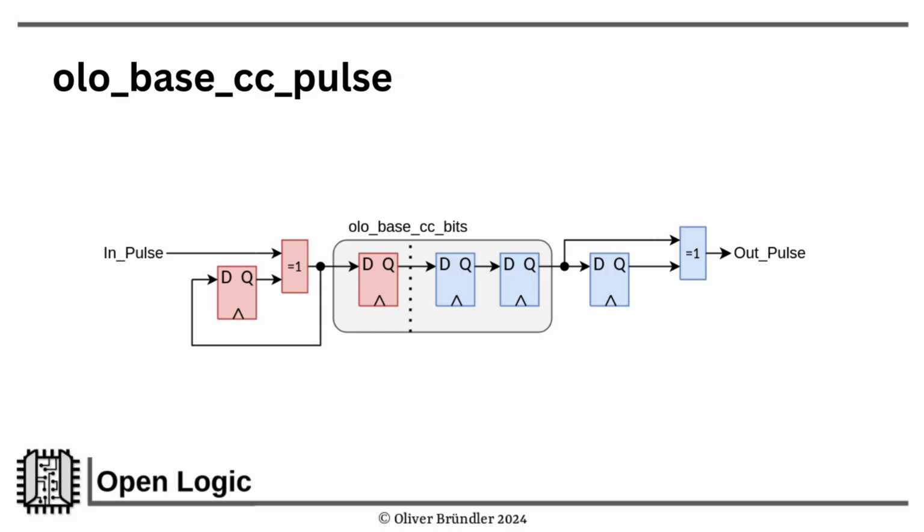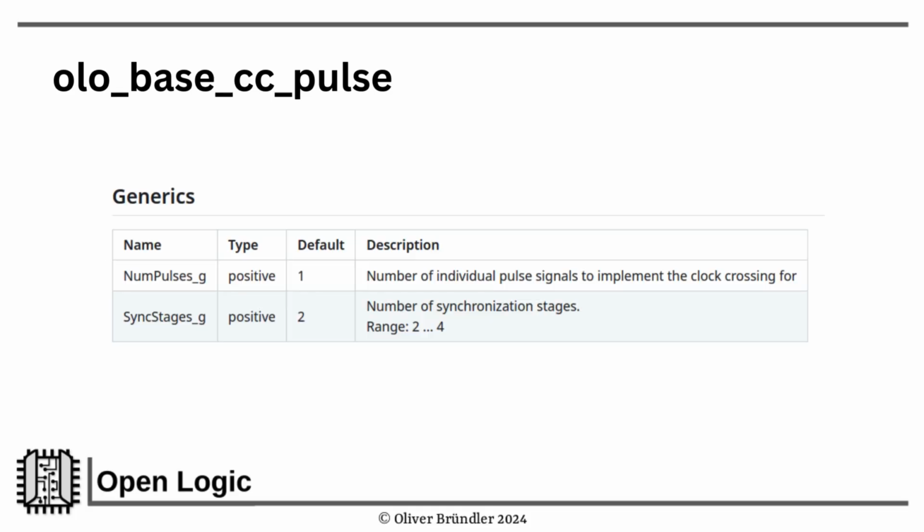This structure works well as long as the pulse rate is significantly lower than the clock speed of the slower clock. And again, this structure does not ensure that all the pulses arrive in the same clock cycle on the destination domain. So it should be used for individual pulses only. Configuration-wise, the number of pulses to clock cross and again the number of sync stages can be configured.